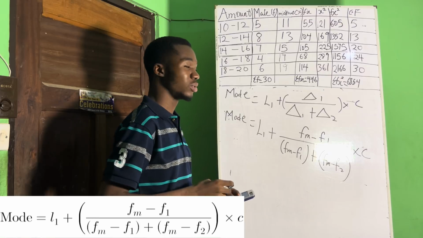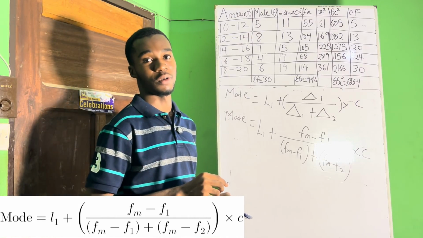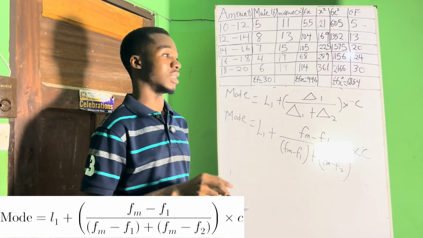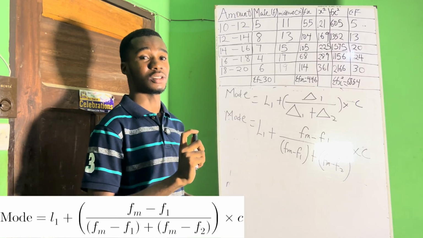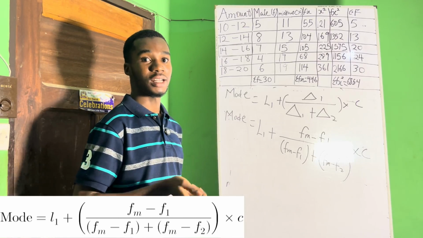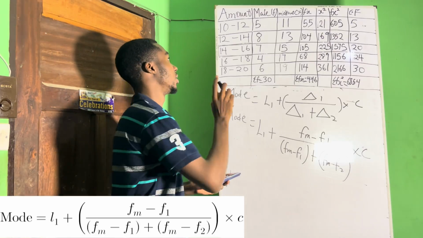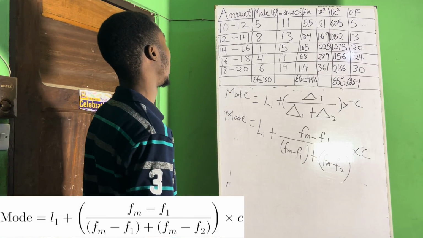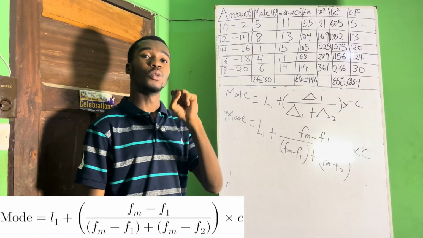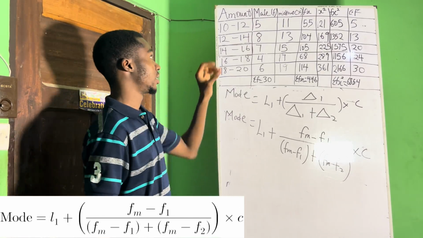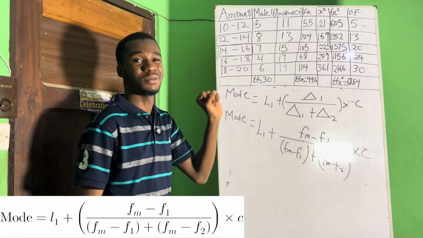Now for the mode, the first thing you have to know is that you have to find the modal class. So please don't forget, for the median you have to look for the median class. This one you are going to find the modal class. So how do you find the modal class? The modal class is the class with the highest frequency. These are the classes.